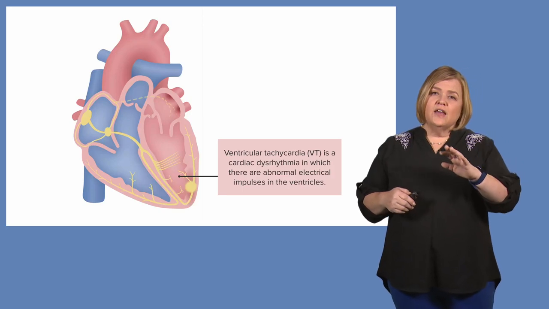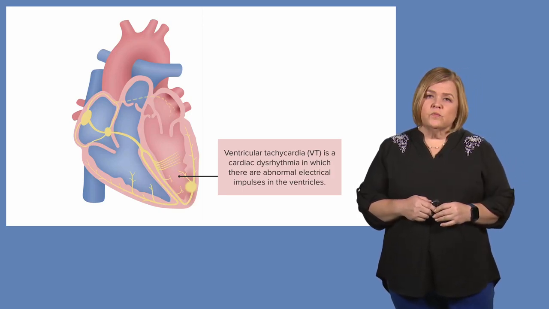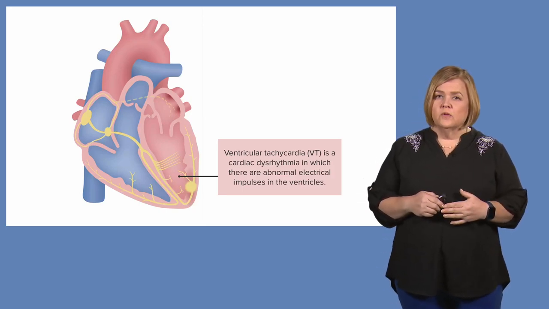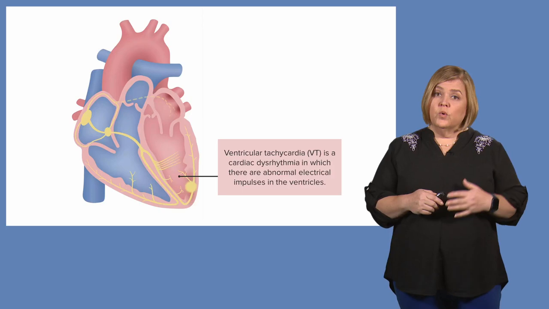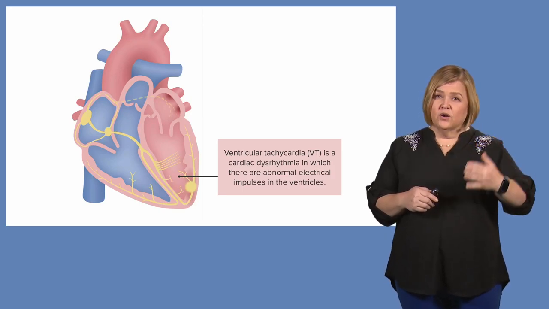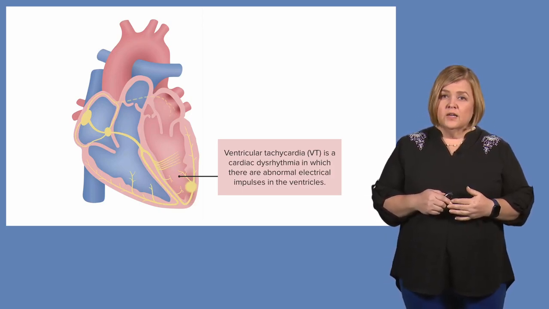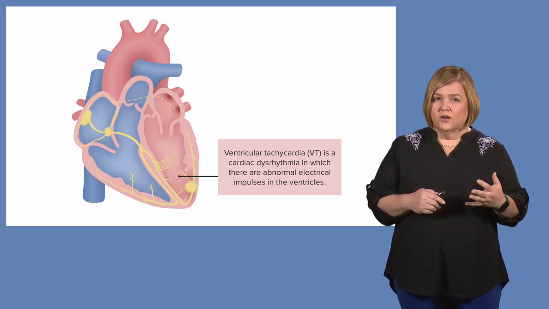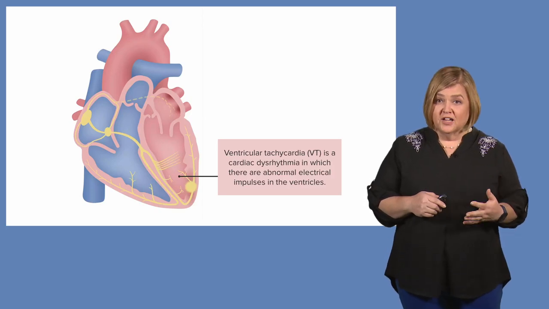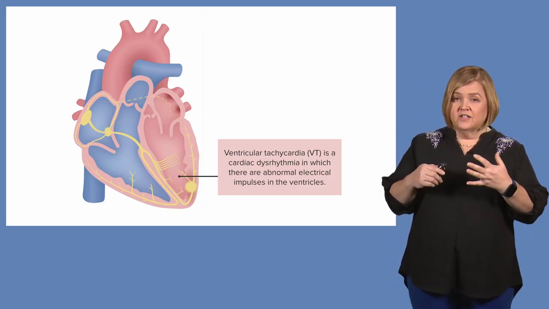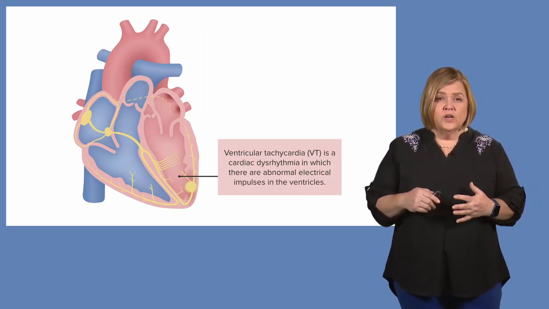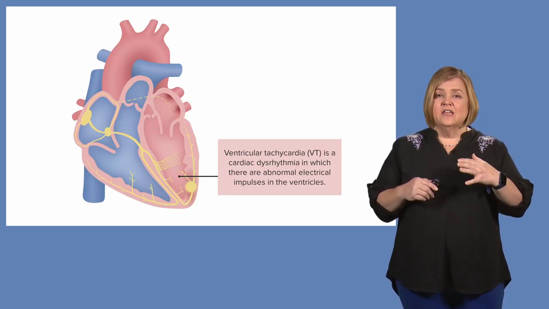Well, look at our beating heart. How does that look different than what you saw in normal sinus rhythm? Whoa, what's going on in the top half of the heart? Yeah, this is why ventricular tachycardia is called ventricular tachycardia. All the electrical activity is happening in the ventricles. So VTAC is a cardiac dysrhythmia where there are abnormal electrical impulses in the ventricle.